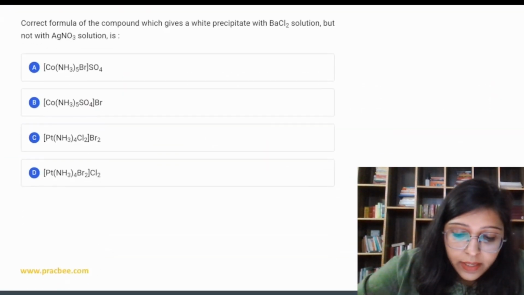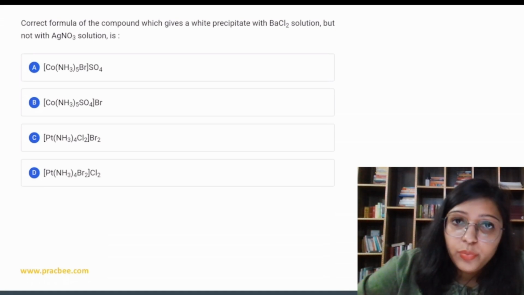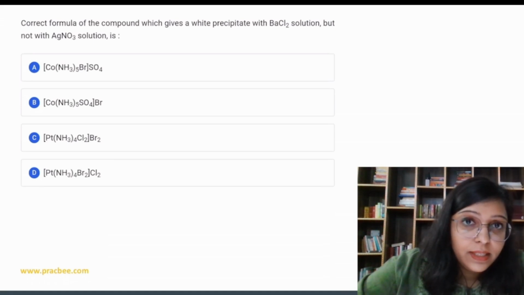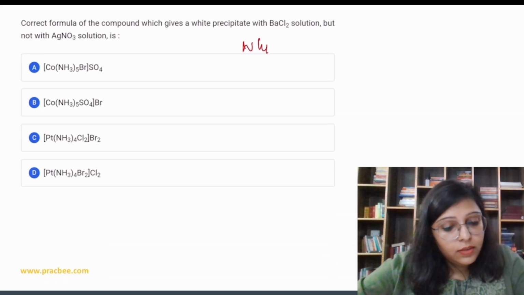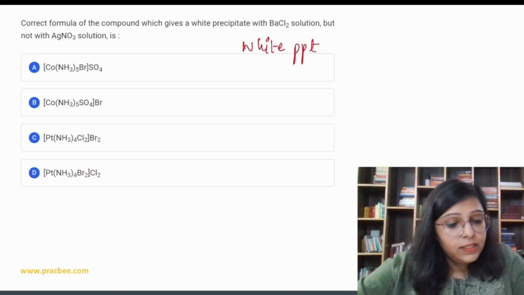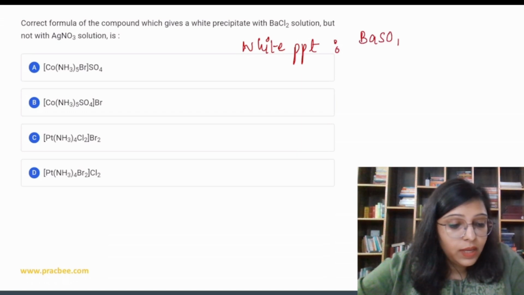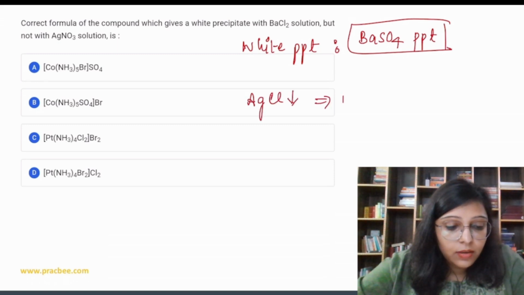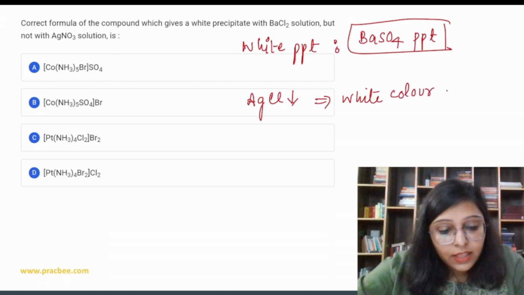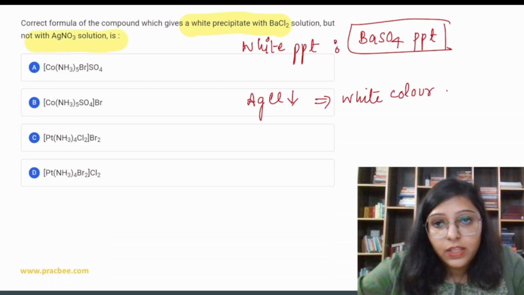The next question says: which is the correct formula of the compound which gives a white precipitate with BaCl2 solution but not with AgNO3 solution. A white precipitate with BaCl2 is due to the formation of BaSO4 precipitate, and BaSO4 is white in color. Not with AgNO3, because we can also have AgCl precipitate, which is white in color. But the question says we should get the white precipitate with BaCl2 but not with AgNO3.